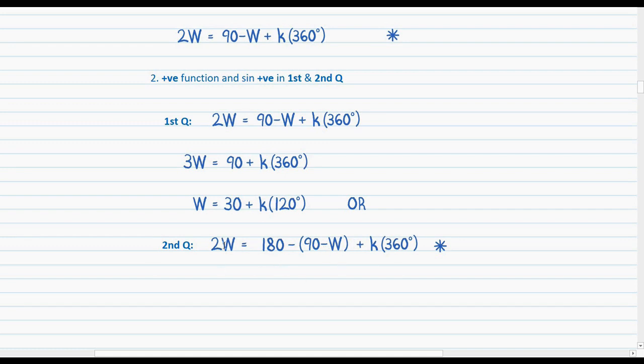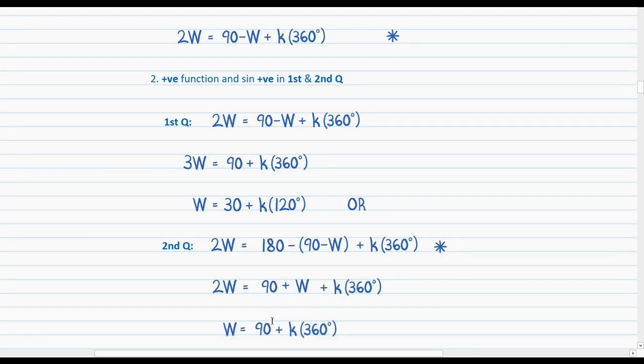So in this case, it will become 2w equals 180 minus 90, which is 90, and minus of minus w, so it would be 90 plus w. Then you take this w to that side, leaving just a w on the left, giving the solution finally as w equals 90 degrees plus k times 360 degrees, which is the second solution corresponding to the second quadrant. And this solution is unique from this one. You can't summarize them both into a single answer.